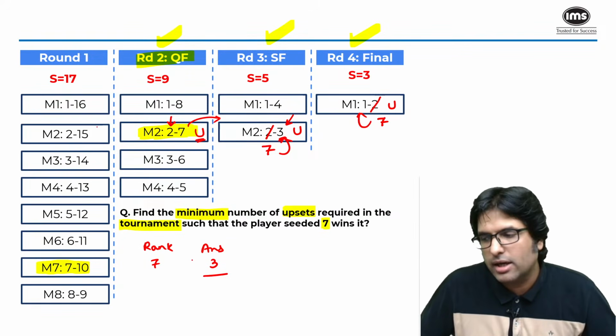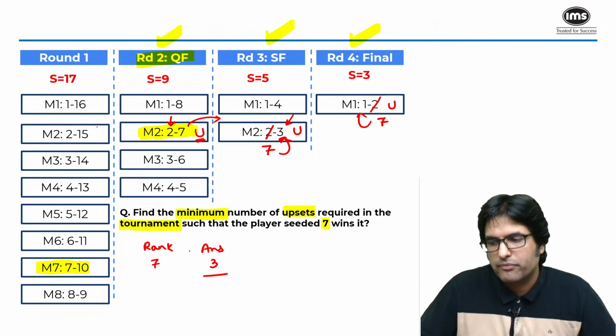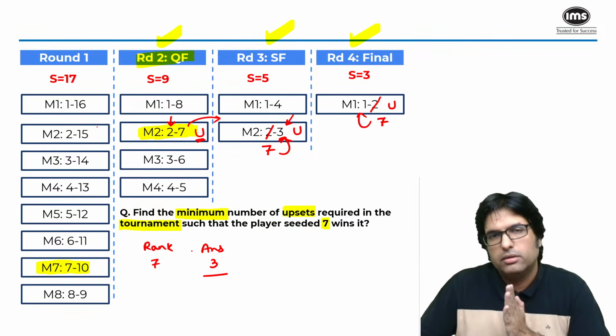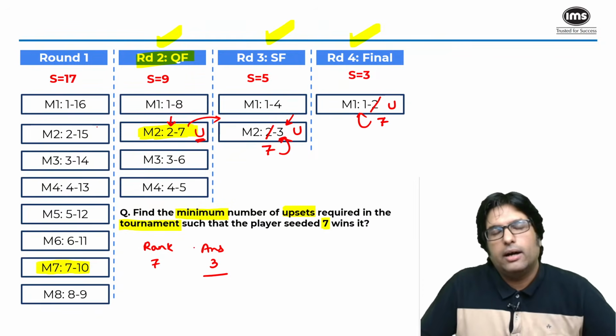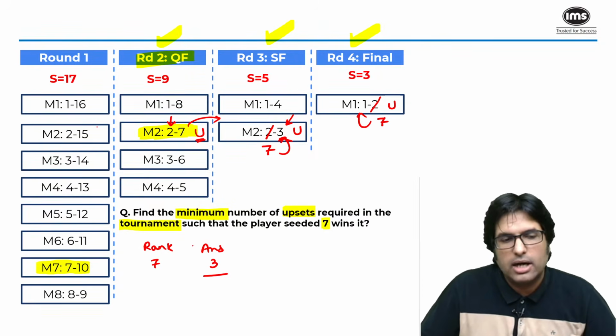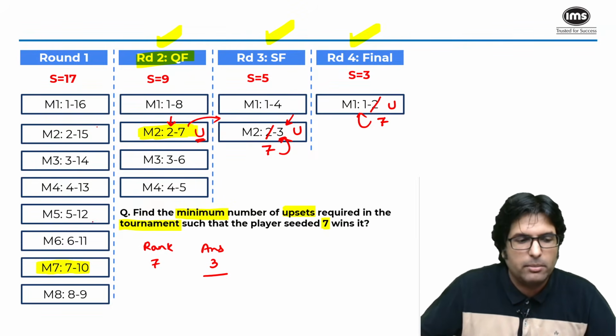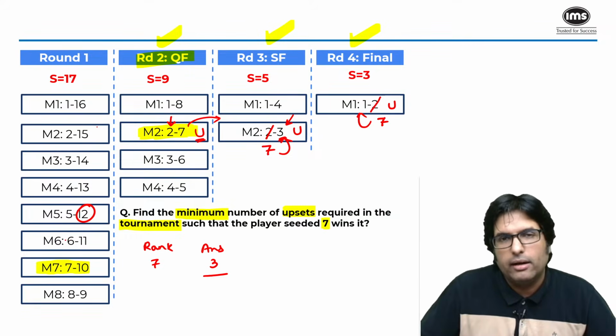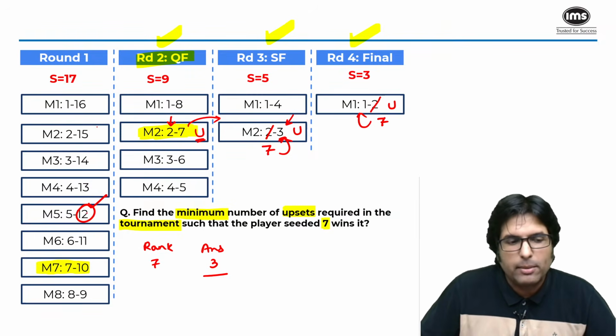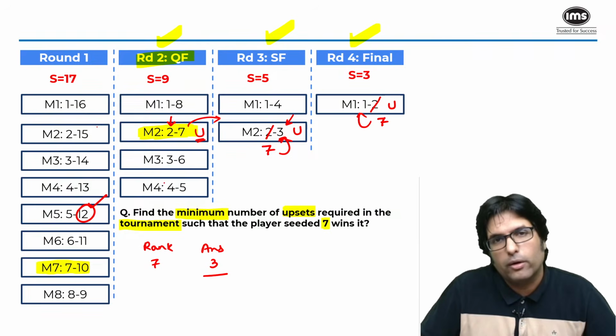Now this is a logical way to solve this question, which is we have understood that we would require an upset in each of the rounds after a particular round. So this is clear. For example, if somebody had asked us about player rank 12, what will be the minimum number of upsets required? We'll say the 12 rank player will require an upset in round 1 as well, and then in all the subsequent rounds. So the answer for player rank 12 would then be 4.